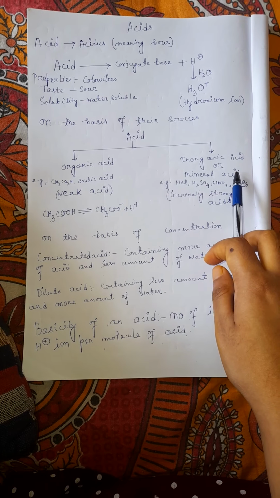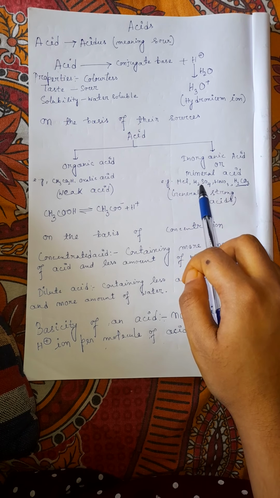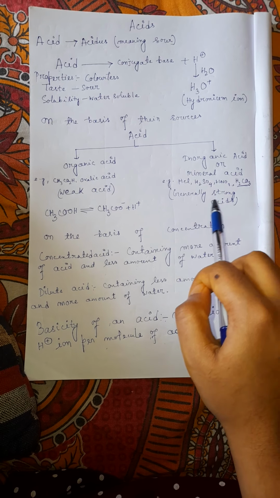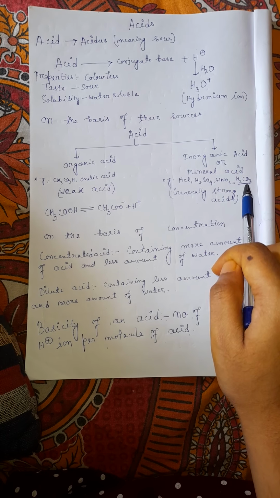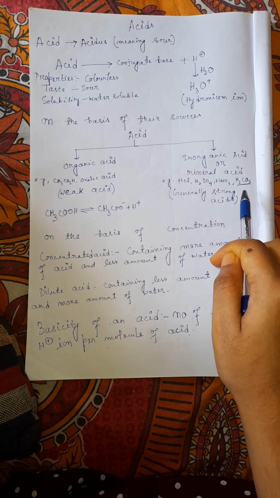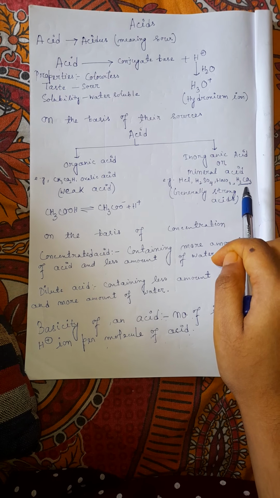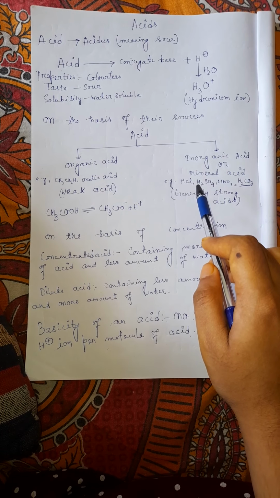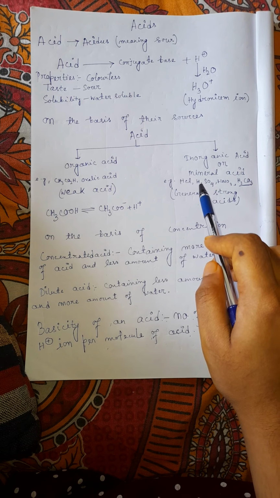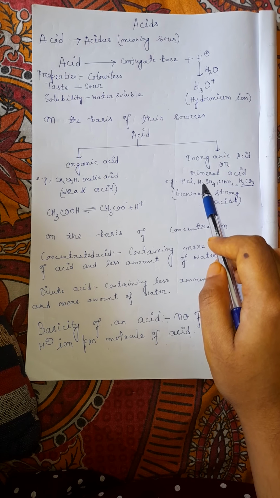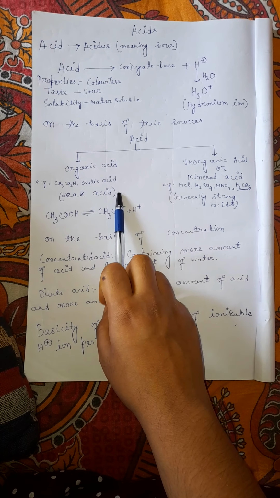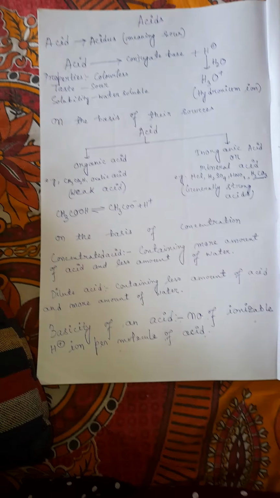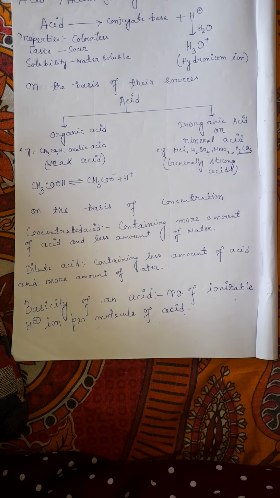Whereas inorganic acids are, for example, HCl, H2SO4, HNO3, H2CO3. Normally inorganic acids are very strong acids, but there is one exception which is called carbonic acid. It being an inorganic acid, it is weak. Inorganic acid also can be called mineral acid because they are obtained from the minerals found at the earth's crust. And the organic acid, as the name suggests, they are derived from the natural source.